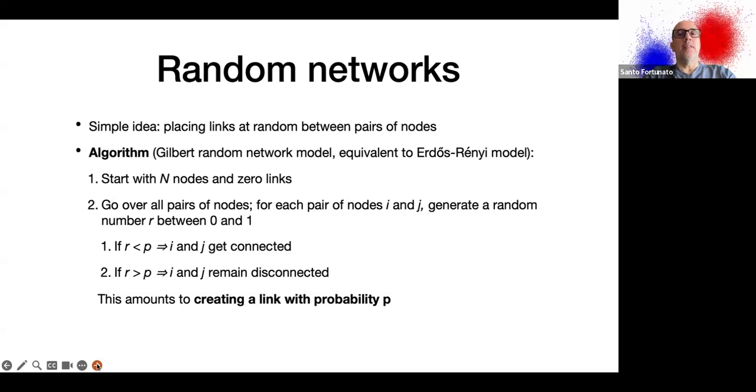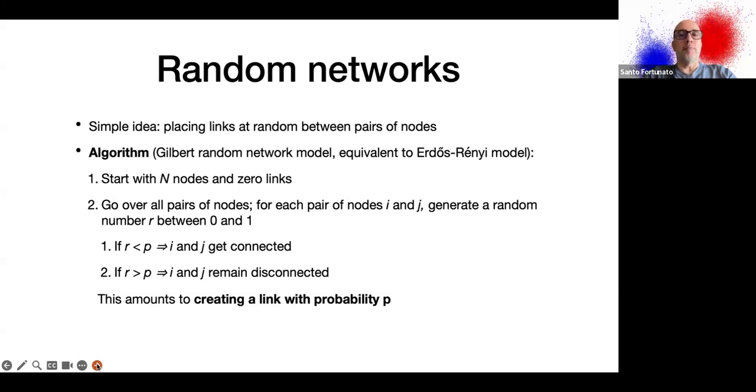And the idea that is at the base of this is that we place links at random between pairs of nodes. There are two versions of this model, which turn out to be equivalent, which were proposed at about the same time. We will be dealing, and usually the literature spends much more time, on the Gilbert random network model, which is improperly called the Erdős-Rényi model. I may use this notation as well. The good news is that they are equivalent.